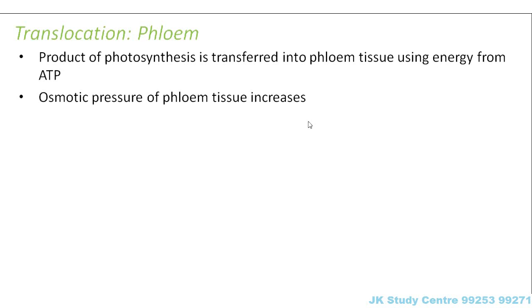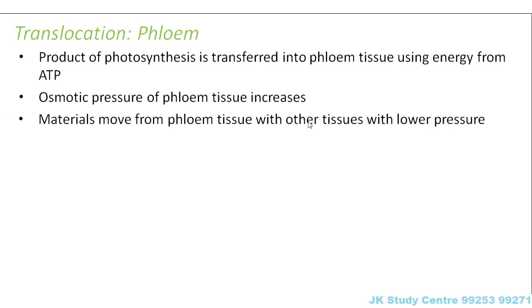So now we are seeing what actually causes this translocation to take place. Like how we saw in case of ascent of sap, it occurred because of the processes diffusion, osmosis and transpiration. Similarly, why does translocation occur? What causes it to occur? Now the product of photosynthesis is passed into the phloem tissue using the energy from ATP, right? That is the adenosine triphosphate molecules. Now once the transfer is done, what happens to the phloem tissue? The osmotic pressure of the phloem tissue increases.